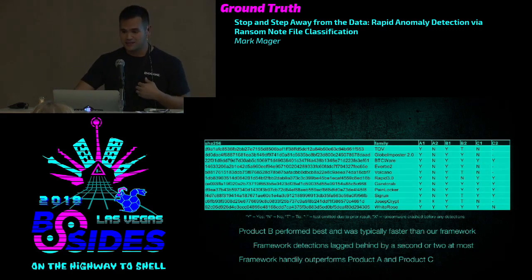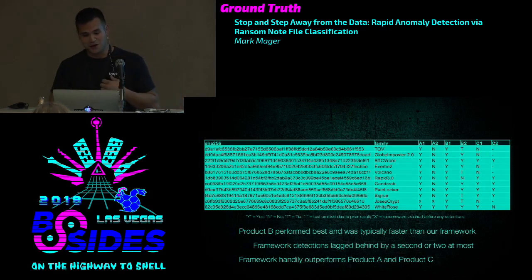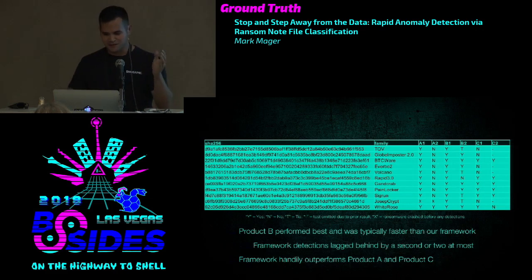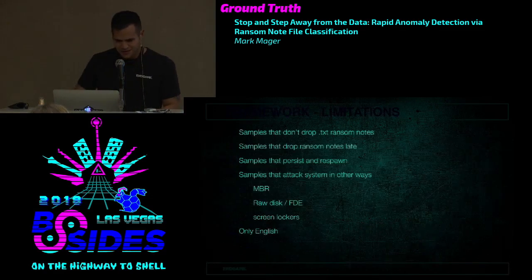But as for product A and C, product C in particular had pretty spotty coverage in terms of detecting ransomware, and when it did, it at least outperformed the framework. But product A in particular, it at least seemed to cover all the cases, or 11 out of 12 samples. But in every instance but one, our humble little Python-based framework that's querying event logs every 10 milliseconds was able to outperform it.